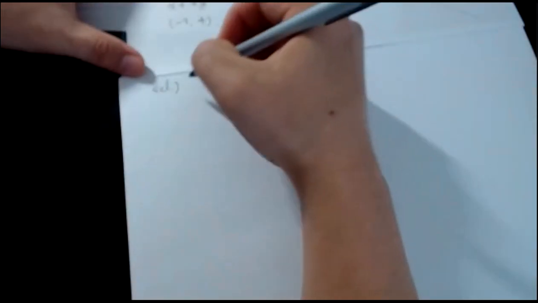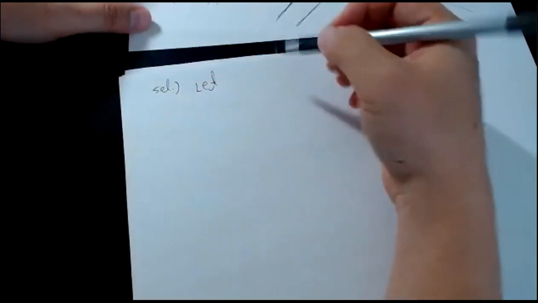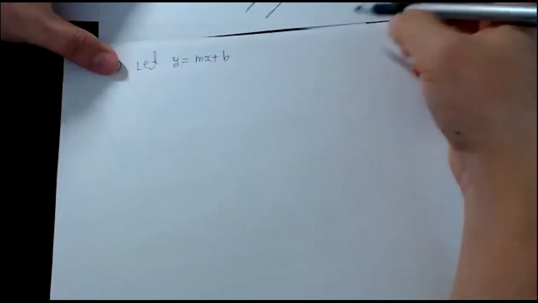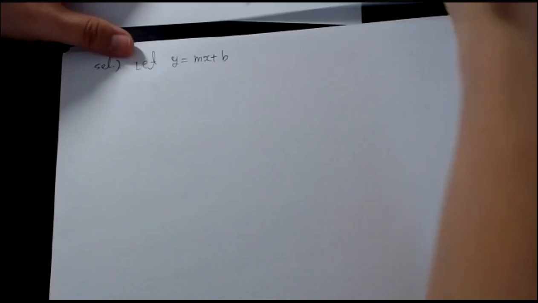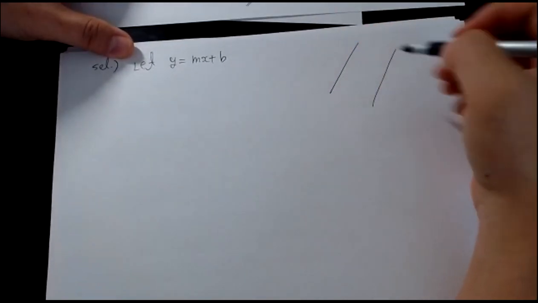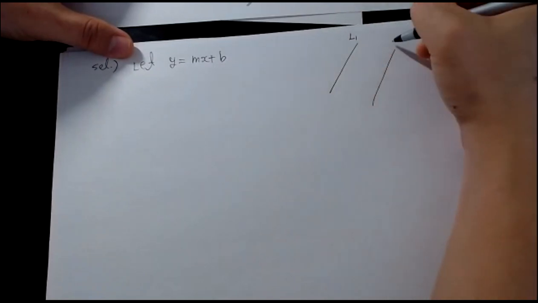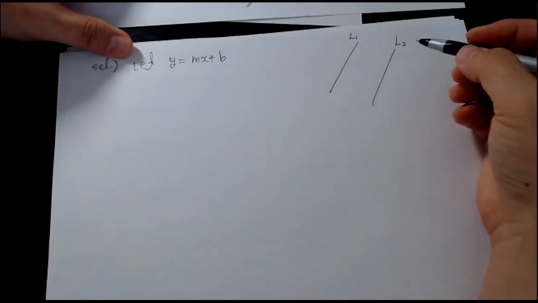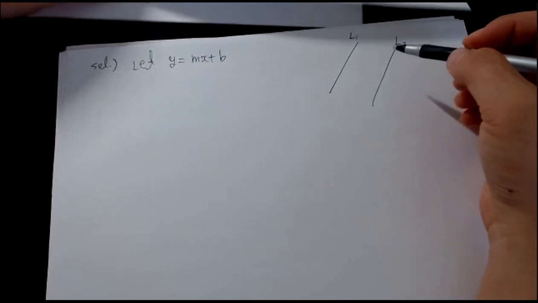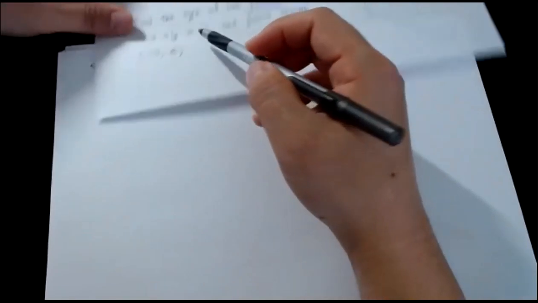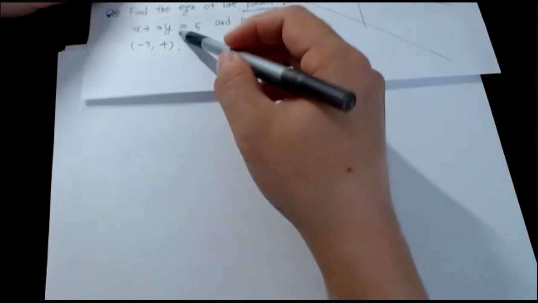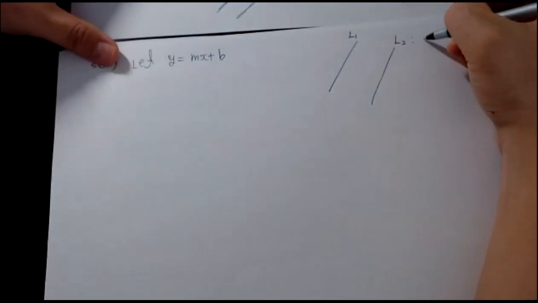So first one, yeah, definitely we say let y is equal to mx plus b. But I'm saying that here are two parallel lines. Let me put a name for each line. So this is L1, this is L2, okay? And then let's say x plus 3y equals 5 is the equation of L2, okay?